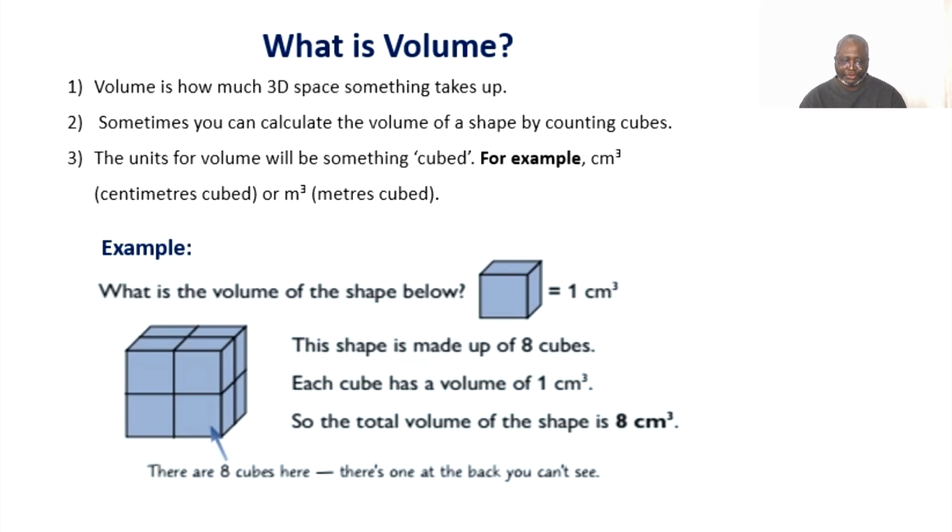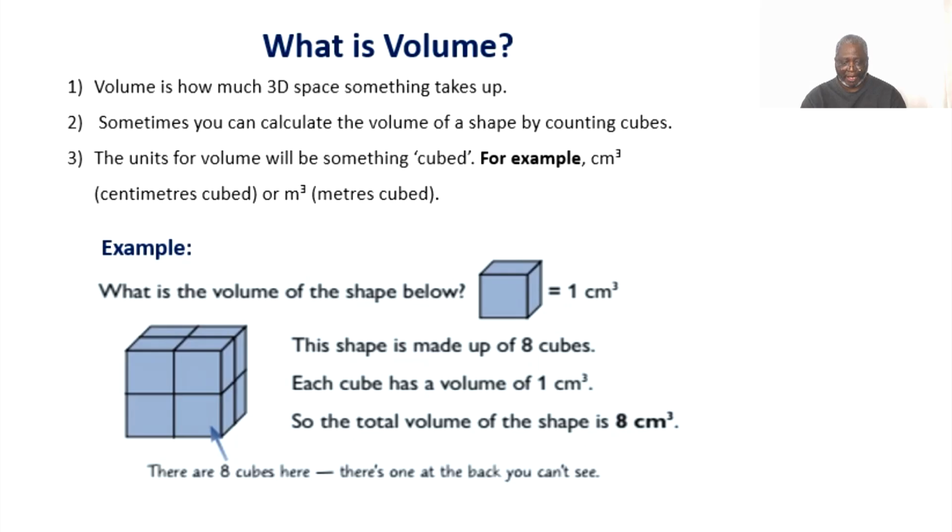That cube you can see on the right is a 1 centimeter cube. All sides, the length, the width, and the height, are all 1 centimeter. So 1 times 1 times 1 is 1. Now, the shape on the left is made up of 8 cubes. So each cube has a volume of 1 centimeter cubed. So the total size of the shape in volume is 8 centimeters cubed.